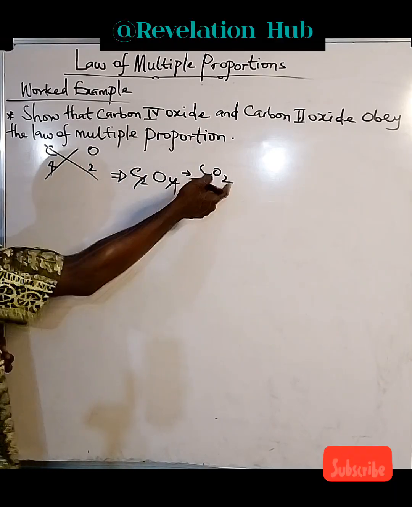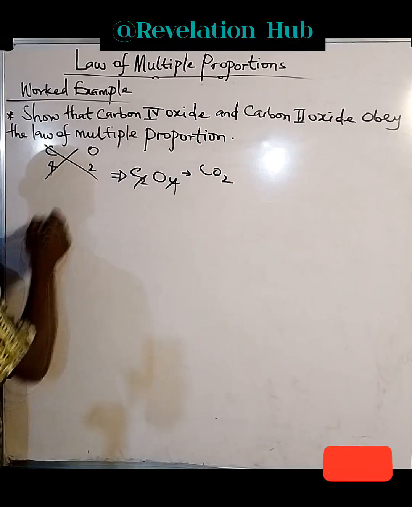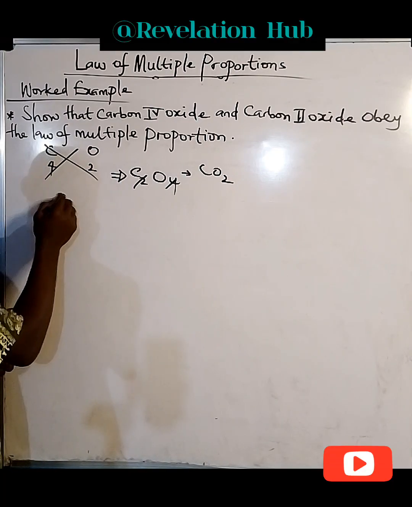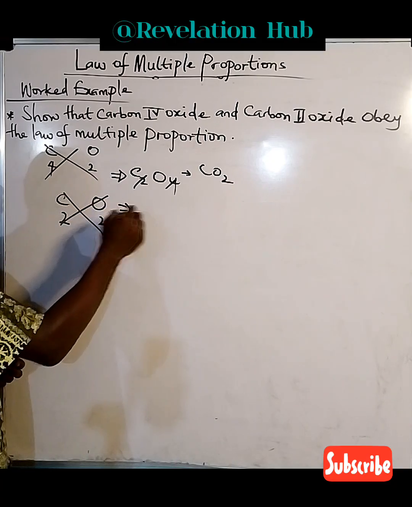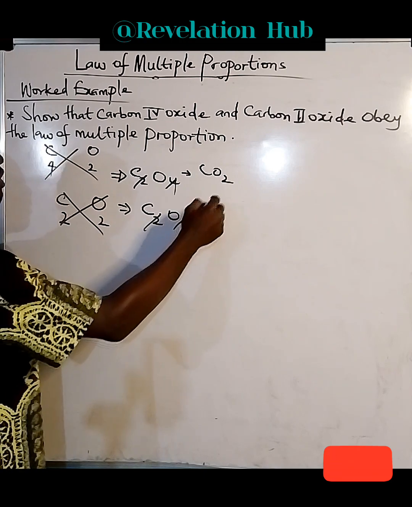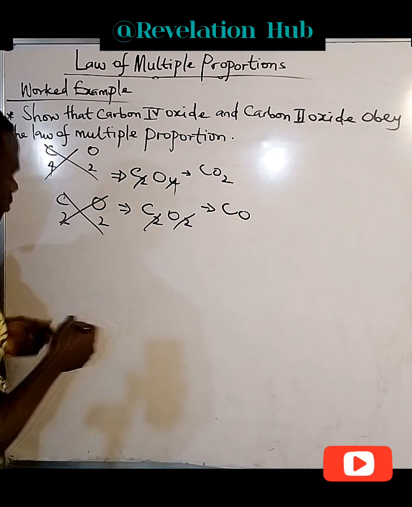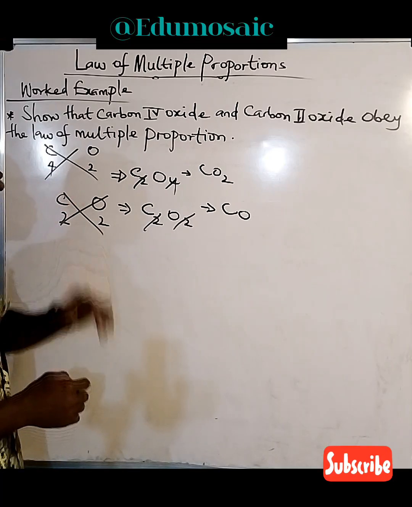Sometimes we call it carbon dioxide. Carbon 4 oxide is the IUPAC name. Those are old names. So CO2. Next we have carbon 2 oxide. What do we have? We have C2O2. This takes out this, and then we have CO. This is carbon monoxide, the old name. The IUPAC name or the new name is carbon 2 oxide.